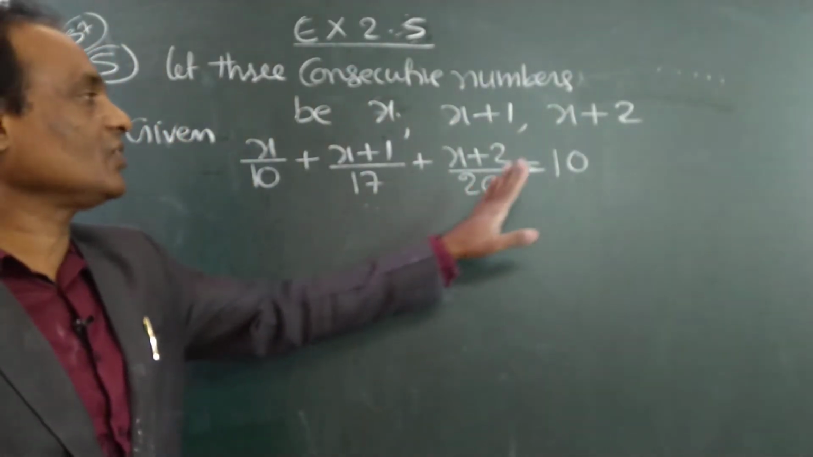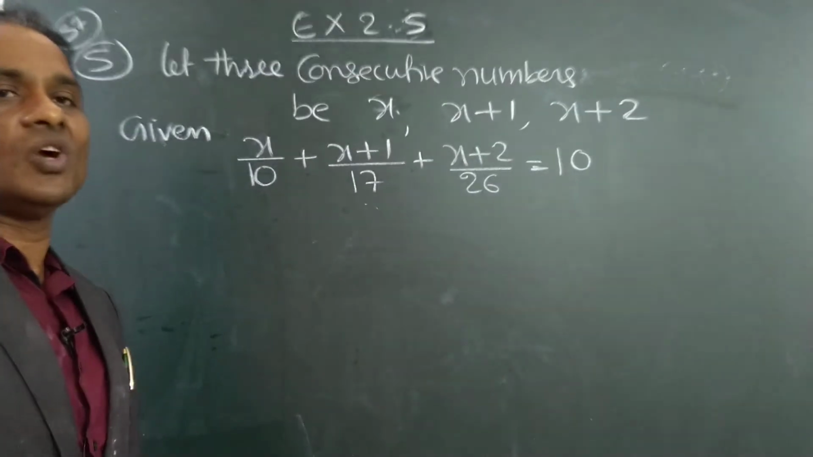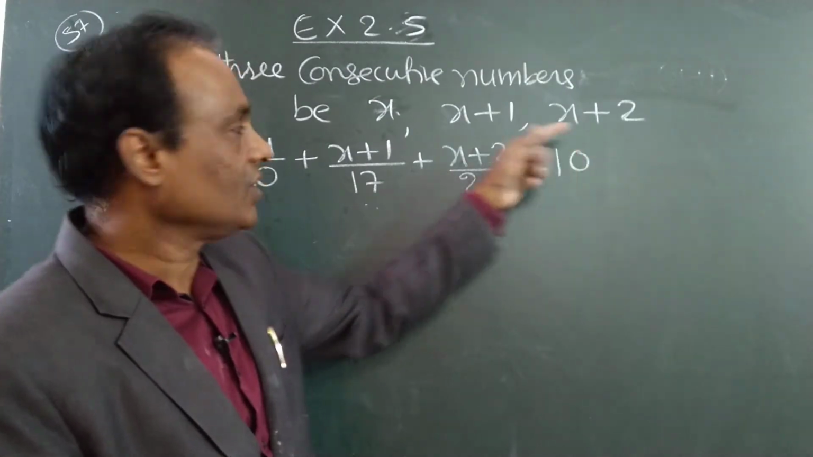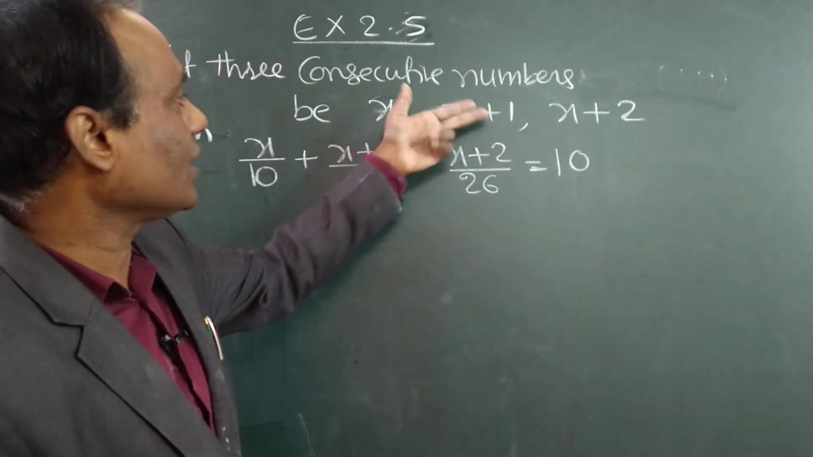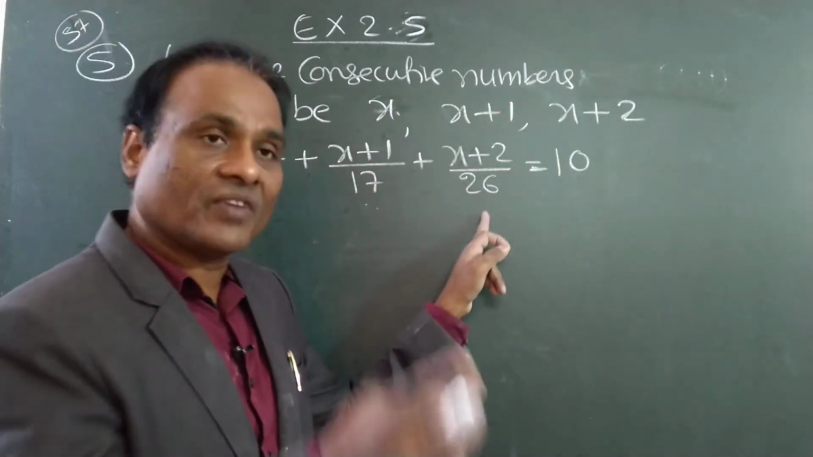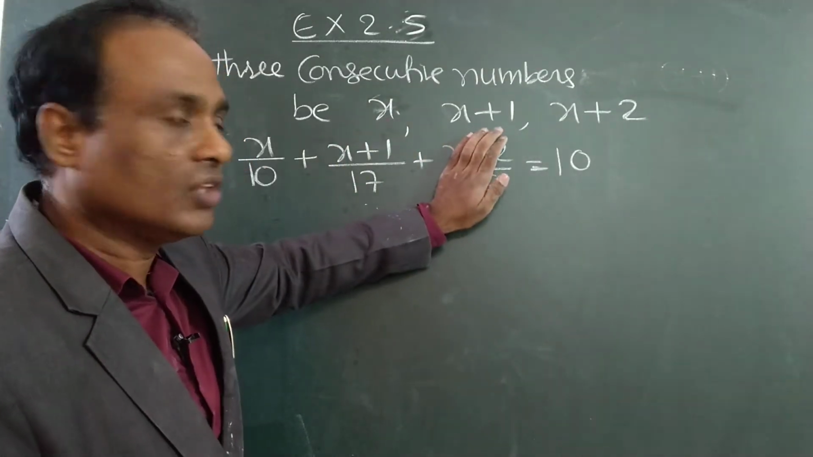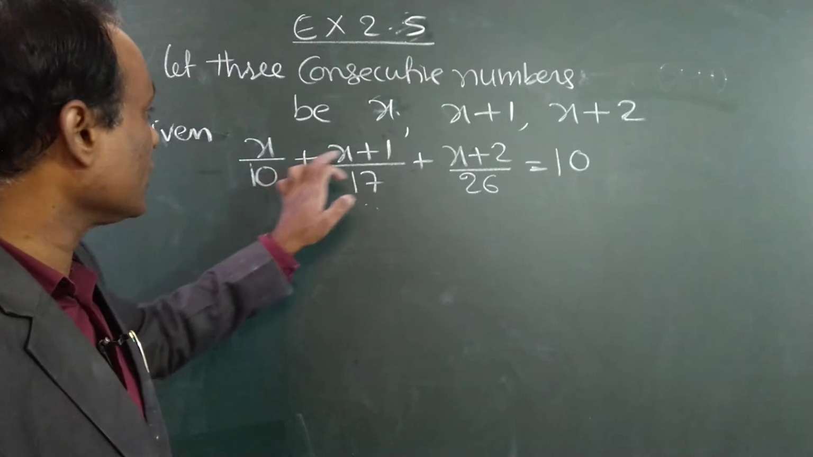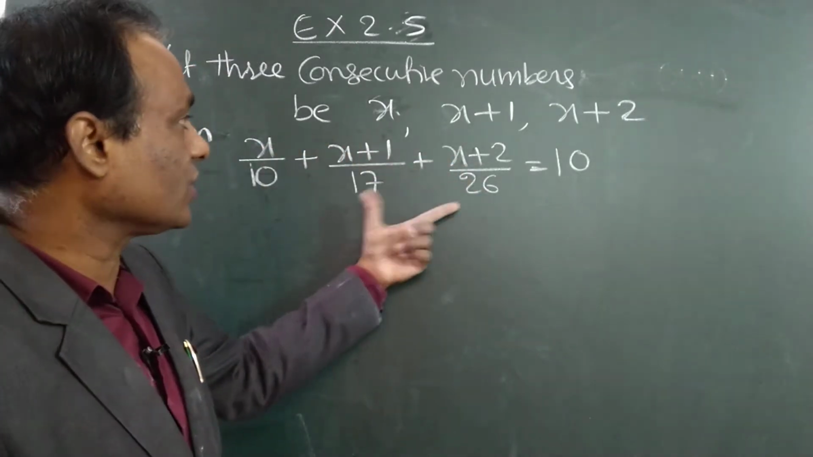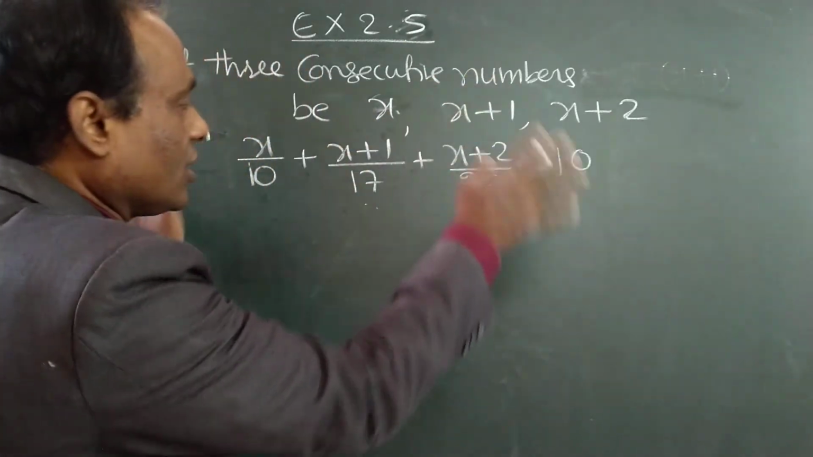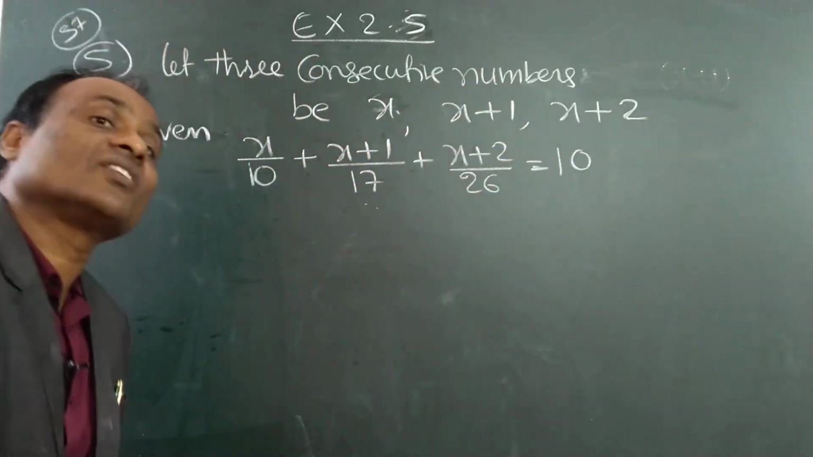How I prepared this, you have to know, you have to understand. Three numbers are taken like this. First number divided by 10, second number divided by 17, third number divided by 26. So after dividing we are getting 3 fractions. If we add these 3 fractions, the answer is 10. It is given in the textbook. Now we got the equation. Solve it and get the x value.